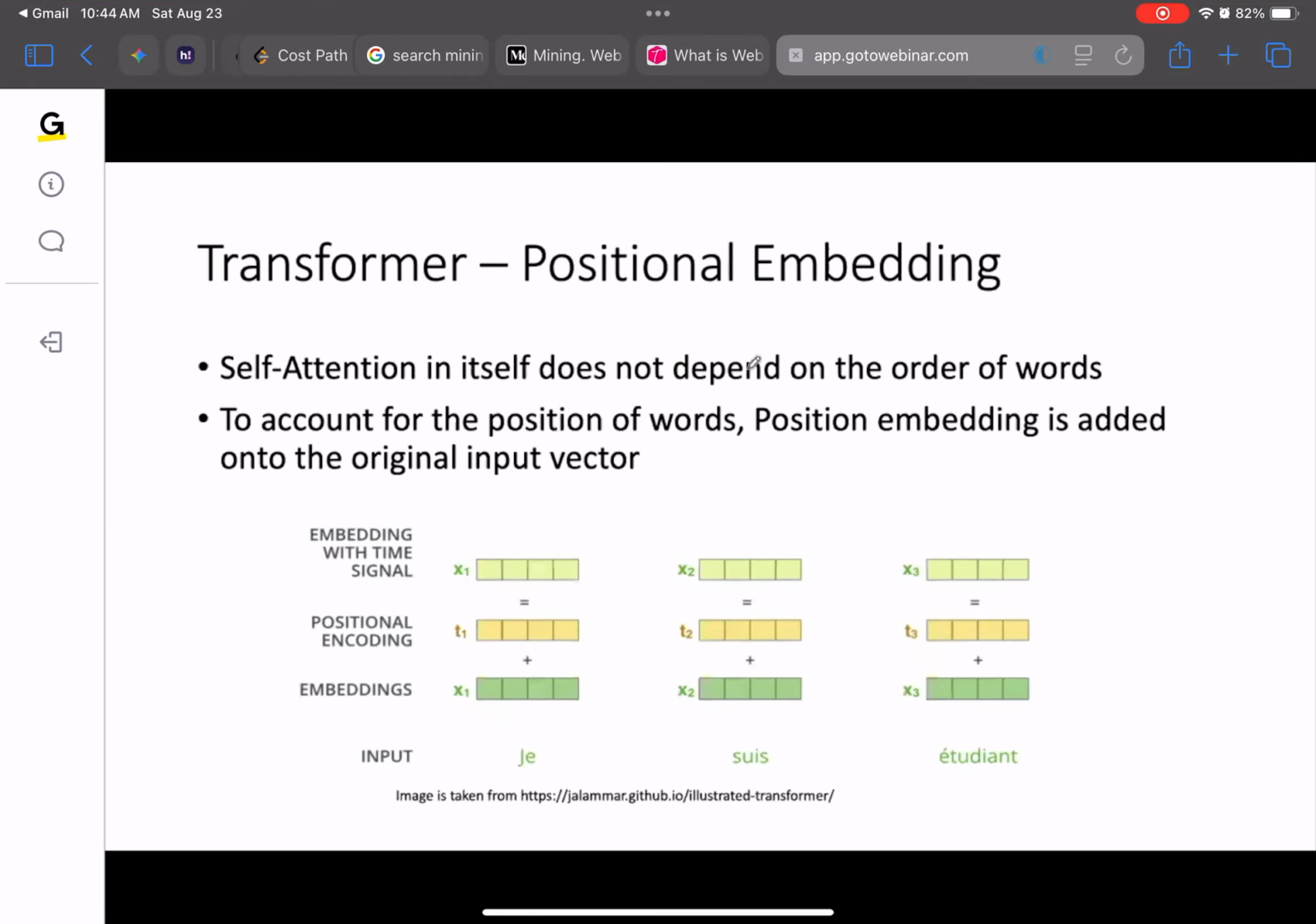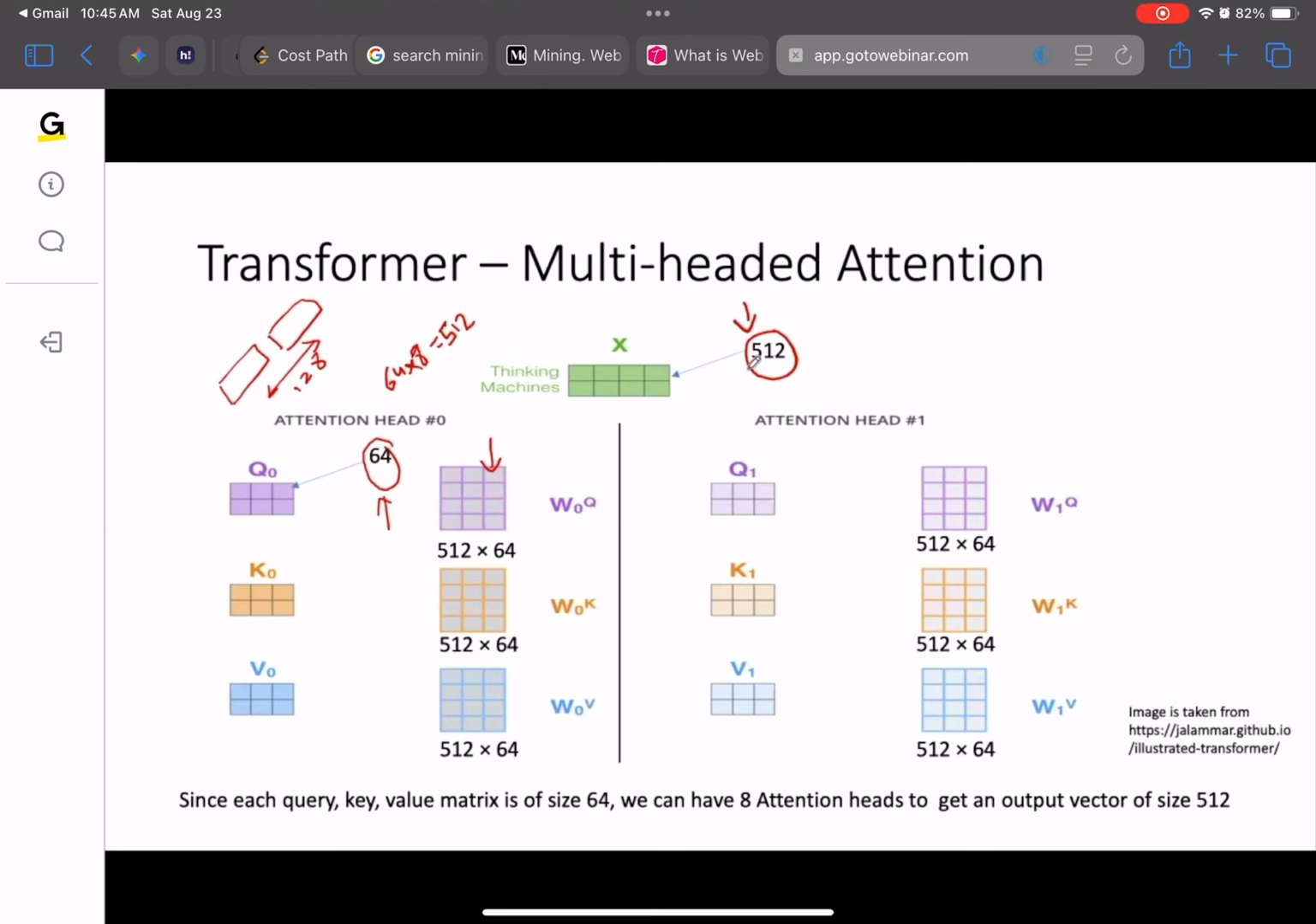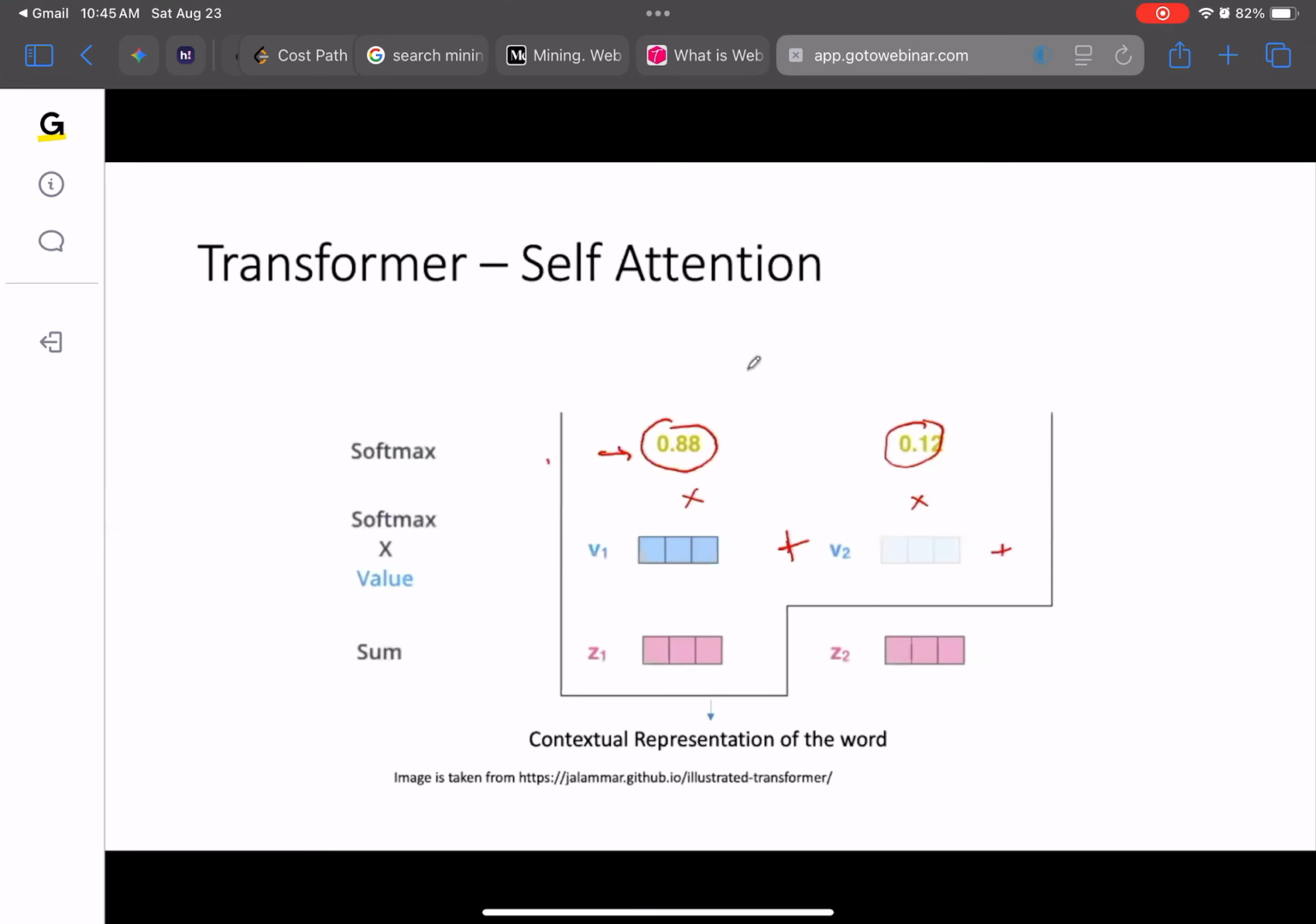Now coming to positional embedding. The self-attention that we saw earlier, in itself, does not depend on the order of words. In the previous slides, when we saw how self-attention is computed, we haven't noticed any operation that depends on the position of the words. It's just dot products and multiplications, etc.